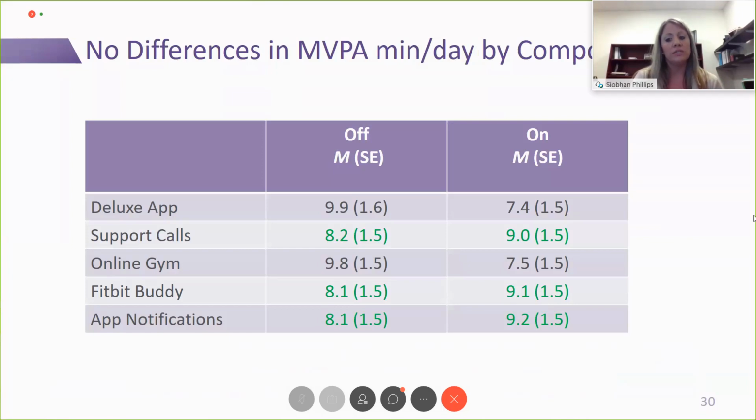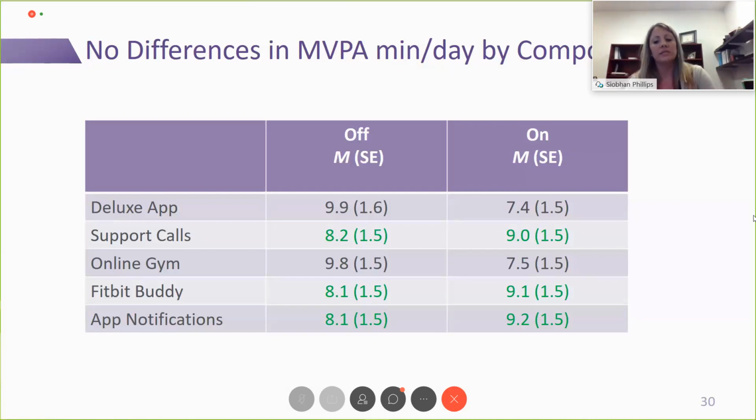When you look at the actual means, you see a small positive effect for support calls, Fitbit Buddy, and app notifications. But interestingly enough, you actually see that having the Deluxe app off seems to be better than on when you just look at the means, and the same with the online gym. And so when I first looked at these data, I thought, oh my gosh, this is my K award. My career is over before it started.